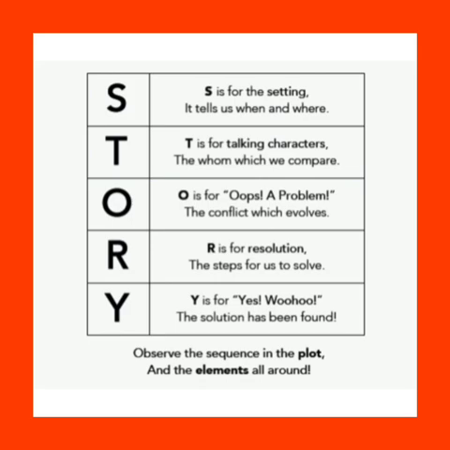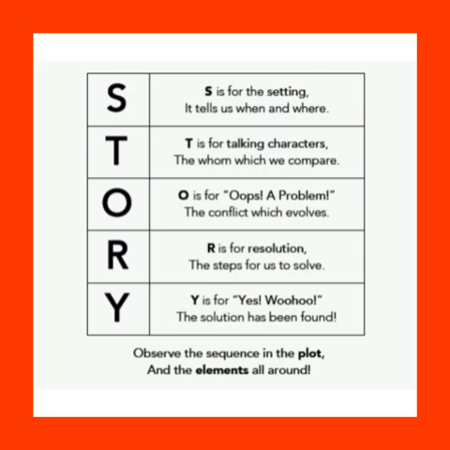T is for talking characters, the whom, which we compare. O is for oops, a problem, the conflict which evolves. That means the conflict which will come in the plot of the story. R is for resolution, the steps for us to solve the problem. And Y is for yes, oh, the solution has been found. So you need to observe the sequence in the plot and the elements all around. So I hope that all of you understand this one.